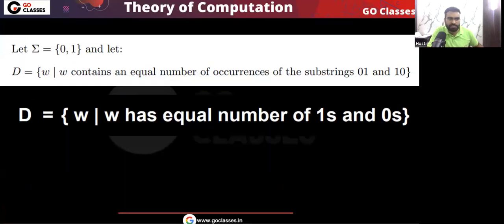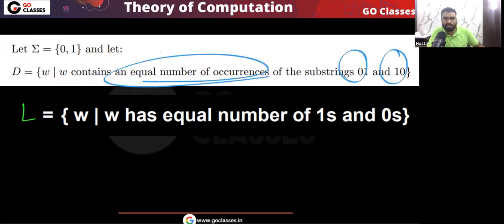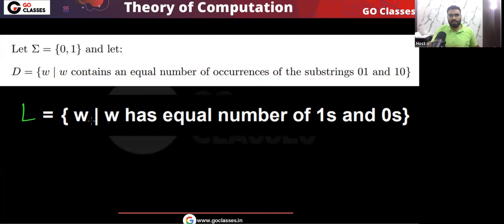So first we will see these two languages. Here you can notice I've given you two languages. One language is D, another language is L. In this language the alphabet is 0, 1, remember the binary alphabet we have. In this language we have those strings which contain equal number of 01 and 10 substrings. We want those strings w that contain equal number of occurrences of substrings 01 and 10. And in the other language we have equal number of ones and zeros. So let's see which of them is regular, which of them is not regular.